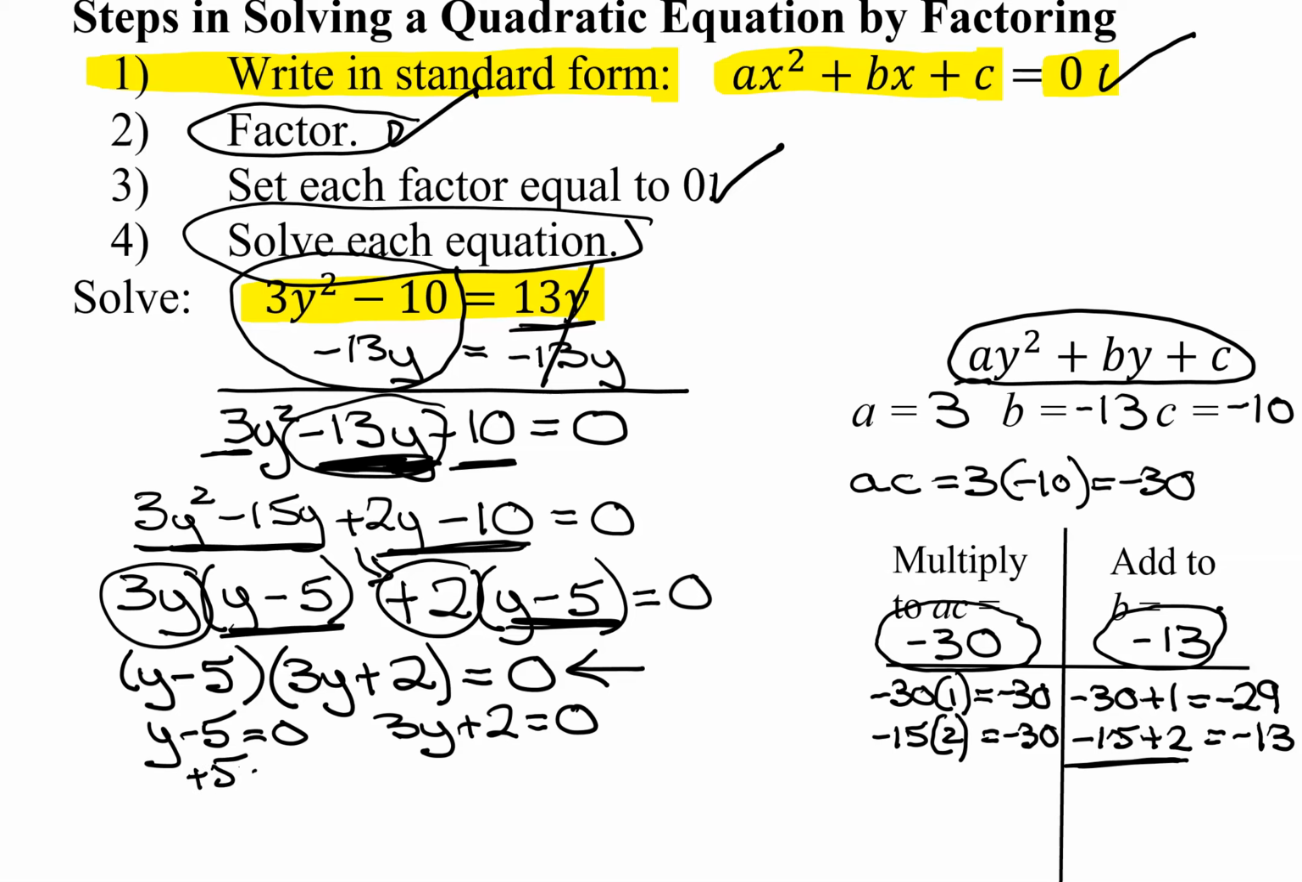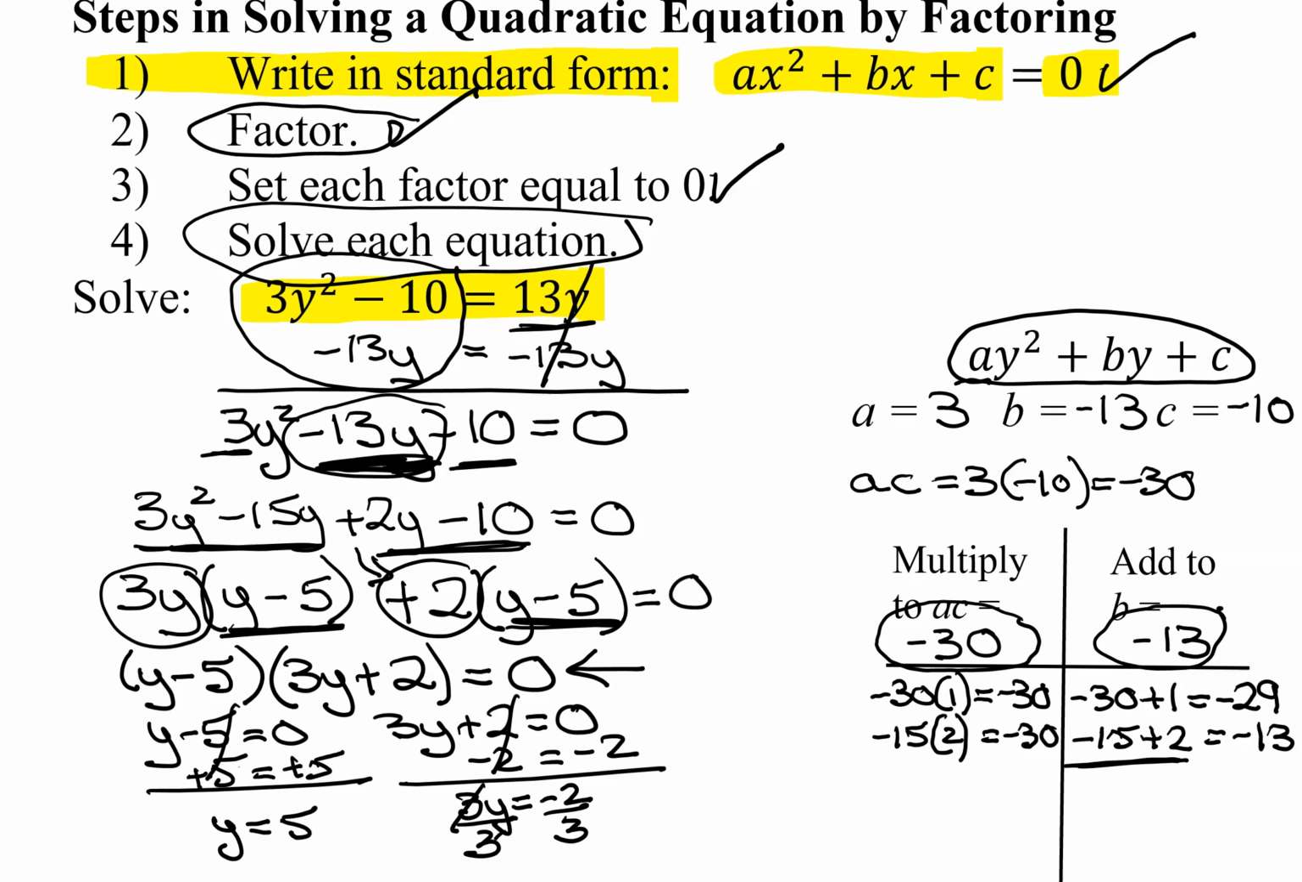So I'm going to add 5 to both sides here. So I get y equals 5. And on this one, I'm going to subtract 2 from both sides. So 3y equals negative 2. Divide both sides by 3. And I get y equals negative 2/3. So here are the two solutions for my quadratic equation.